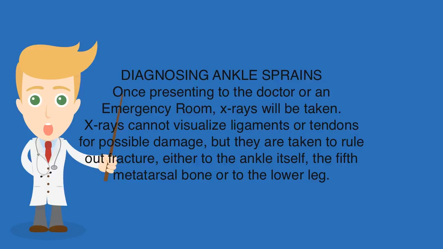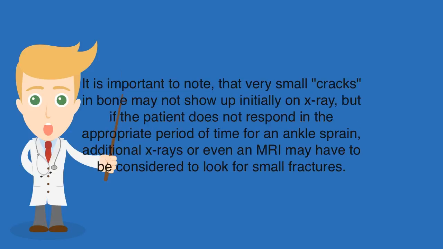X-rays cannot visualize ligaments or tendons for possible damage, but they are taken to rule out fracture, either to the ankle itself, the fifth metatarsal bone, or to the lower leg. It is important to note that very small cracks in bone may not show up initially on X-ray, but if the patient does not respond in the appropriate period of time for an ankle sprain, additional X-rays or even an MRI may have to be considered to look for small fractures.